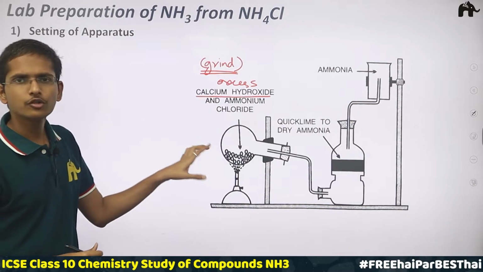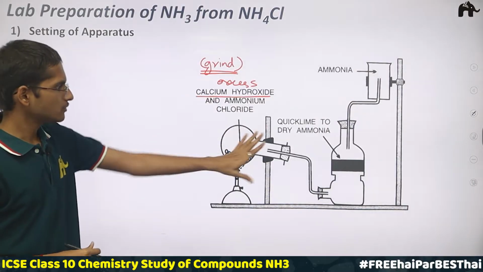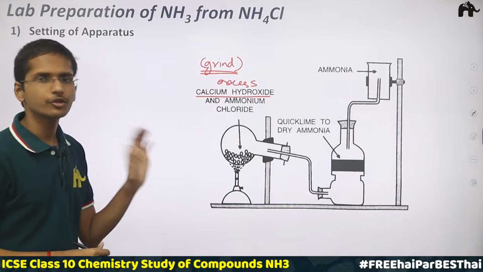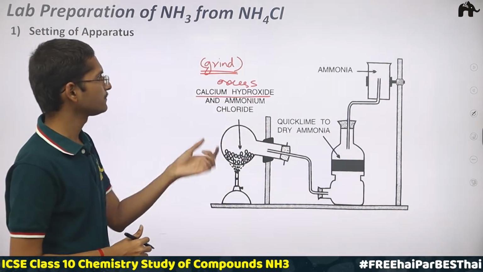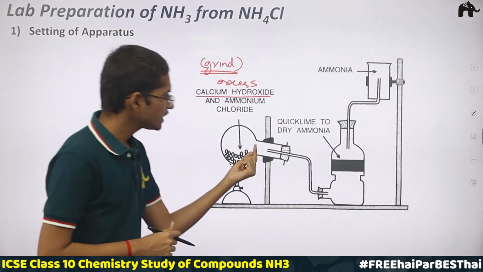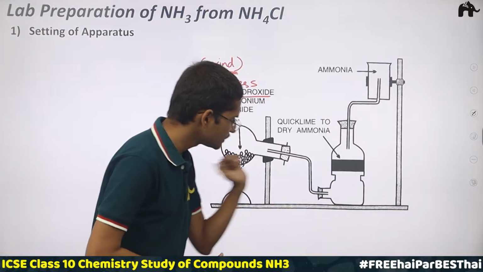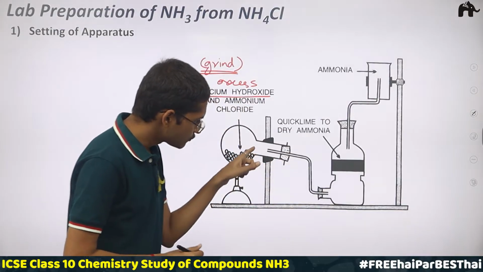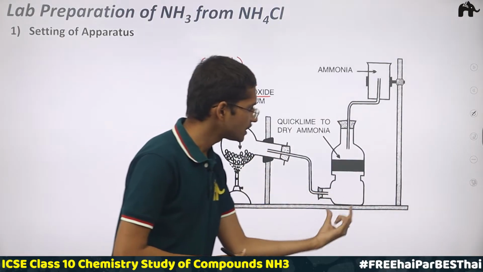Now in the procedure I will tell you later, but for now, how we are setting the apparatus, that I have told you. So in the flask I am taking this excess of calcium hydroxide and ammonium chloride, finely ground, finely divided, and then I'm going to put a rubber cork here. From this rubber cork I'm going to pass a delivery tube which would start from the mouth of this round bottom flask, and then it would enter this drying tower.